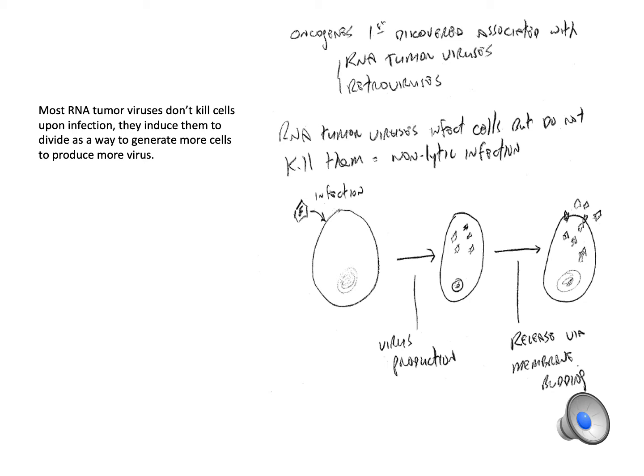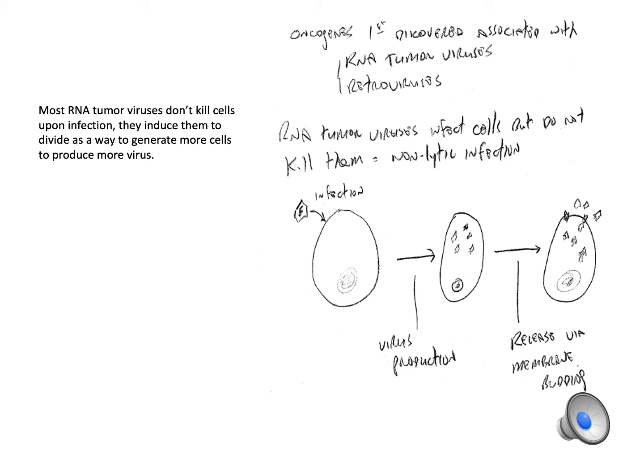In fact, if they killed the cells, they wouldn't be able to form tumors. So they infect the cells and they induce them to undergo cell division, but they don't kill them. So here's an outline of the infection. We'll go into a little bit more detail in a little bit. But basically, this shows a cell and the virus on the outside. The virus attaches to the surface of the cell, enters the cell. There's an RNA genome which is released, which I'll describe in the next slide.